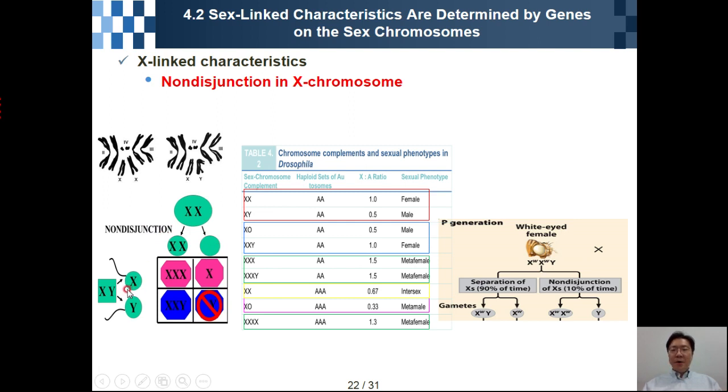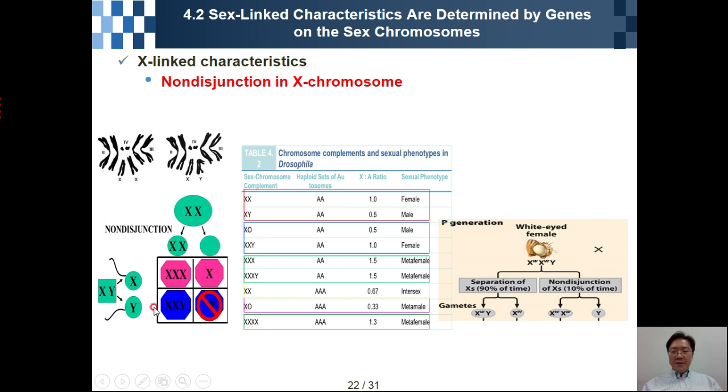So this is the sperm. Sperm one has X, the other has Y. This is a Punnett square. After this one and this one are fertilized, they will make XXX, which means they will make a metafemale. How about this one? After this one and this one are fertilized, they will make X, so in this case it is XO, which means they will make a male.